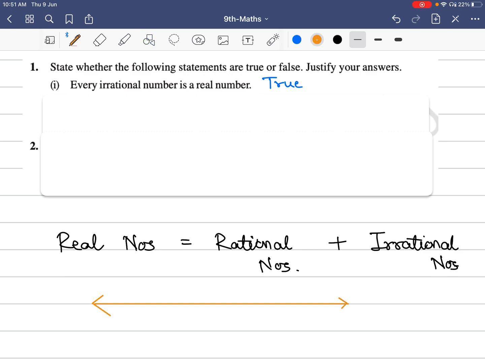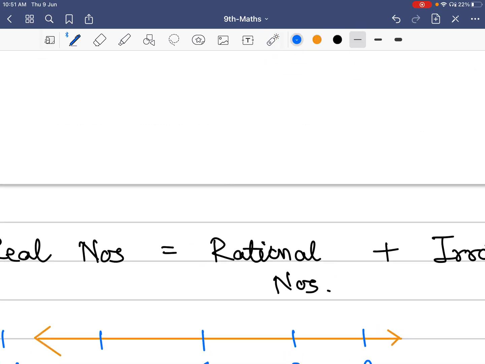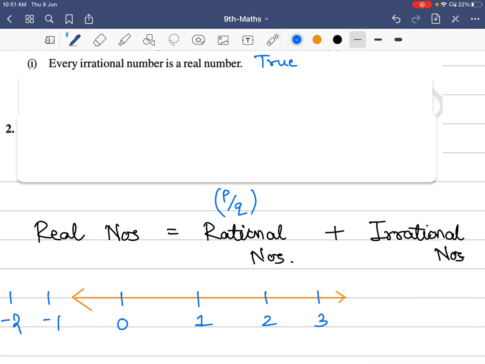On this number line when we draw numbers, let's say this is 0, this is 1, this is 2, this is 3, and so on. Here we have -1, here we have -2. We have seen that on a number line these numbers are our rational numbers. But there are certain numbers which cannot be expressed in the form of p divided by q. The numbers which cannot be expressed in the form of p by q are called irrational numbers.